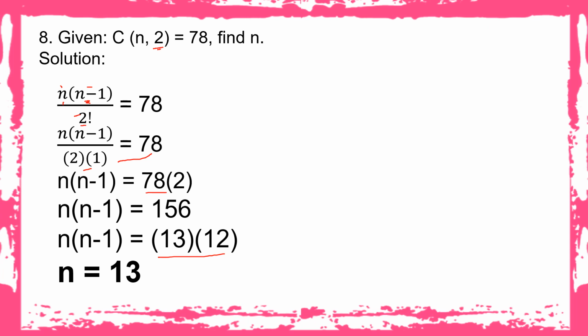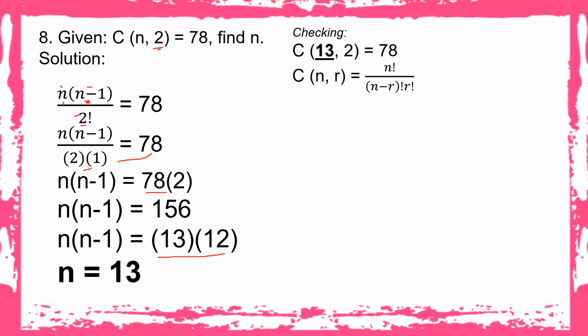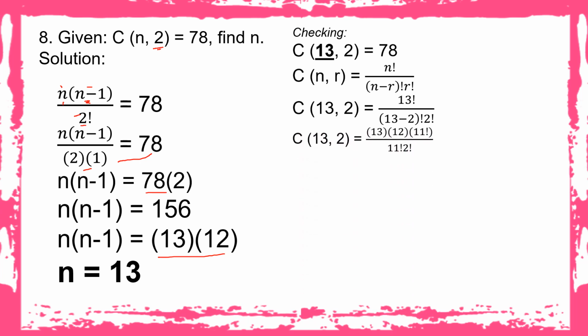And if we are going to check if our answer is correct, use the combination of 13 taken 2, which is equal to 78. Okay, let us check. Of course, use our combination formula. Substituting, we have 13 factorial over 13 minus 2 factorial multiplied by 2 factorial. And then we have here 13 times 12 times 11 factorial. I end it with 11 factorial because in our denominator, 13 minus 2 is equal to 11. And then copy 2 factorial.